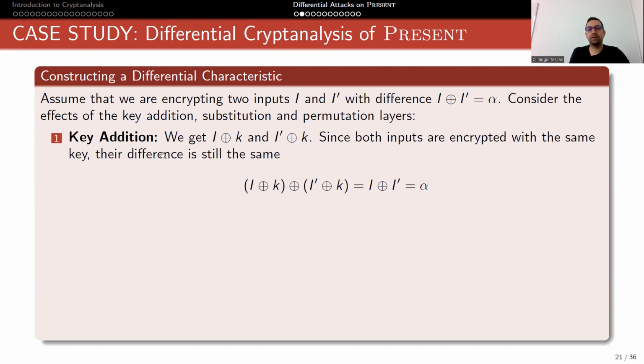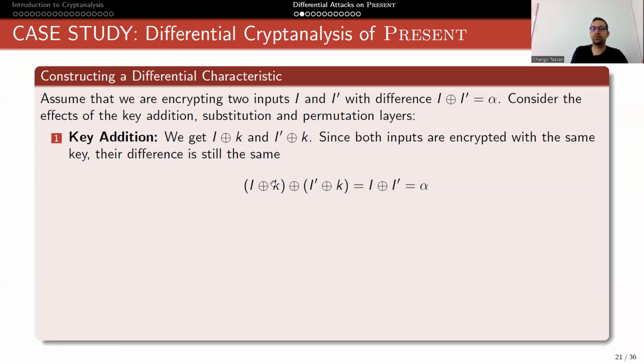So at the key addition, what we do is as follows. Don't forget that now we have two inputs, two different plain texts. So we have to look at them in parallel and see what happens. On one side, at the key XOR layer, you are XORing the input with the round key. Since we are encrypting with the same key, the other plain text or input I prime will also be XORed with the same secret key, right, round key. Since both inputs are encrypted with the same key, their difference is still the same. So after this layer, the output will be this on one side. For this plain text, the output will be this.